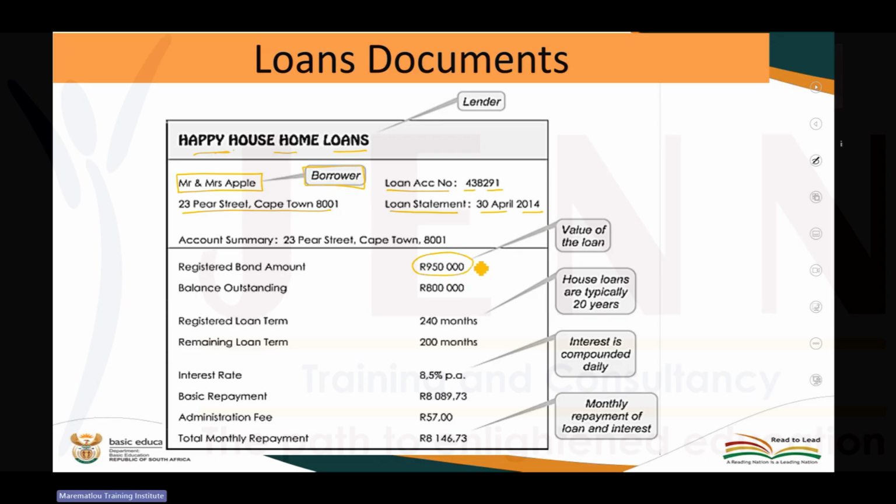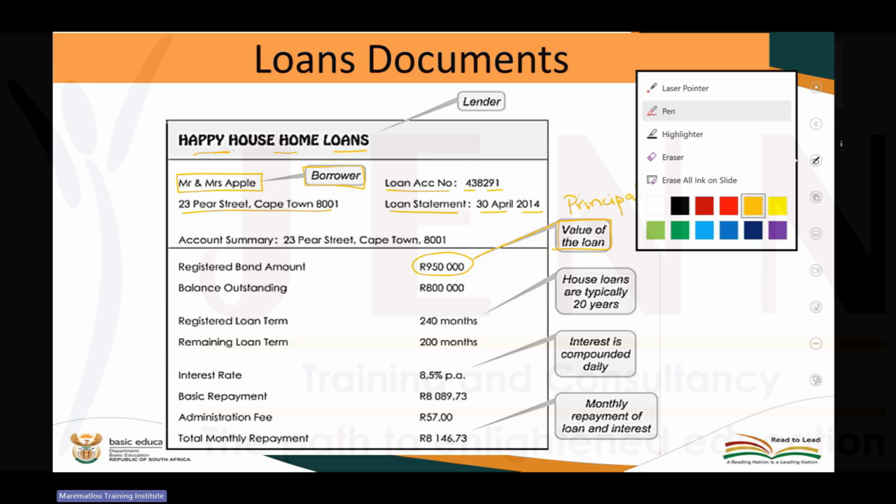This is the money, or what the house cost. The house cost 950,000, meaning that it is the what? If you remember the previous slide, yes, this is the principal amount, which is the value of the house, or the principal amount that Mr. and Mrs. April are borrowing.